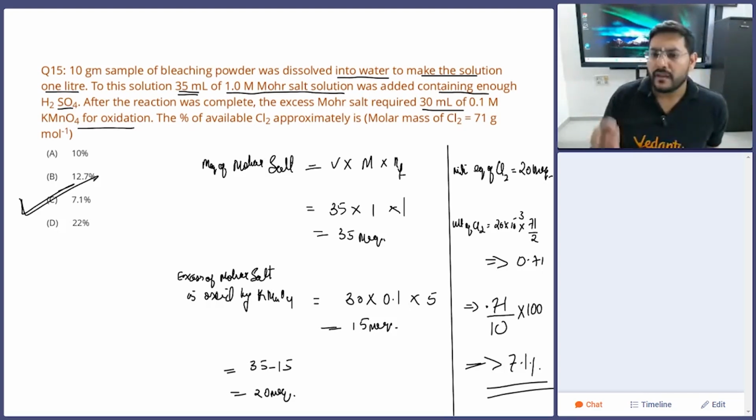Is this part clear? There is another method to solve this, but this is the simplest one. You can solve it by this.